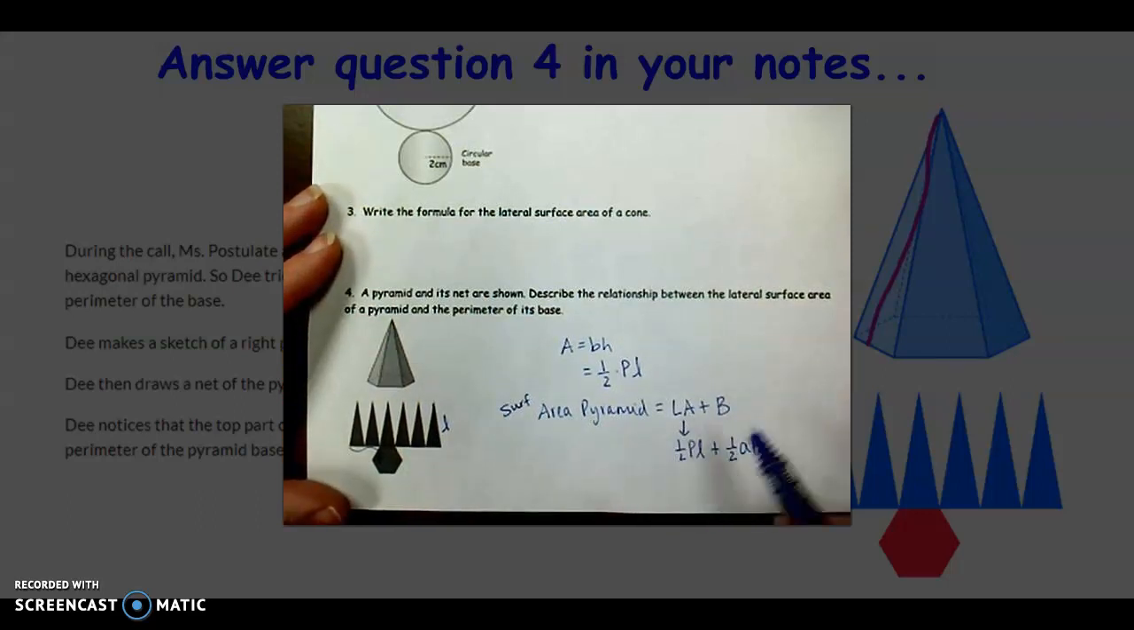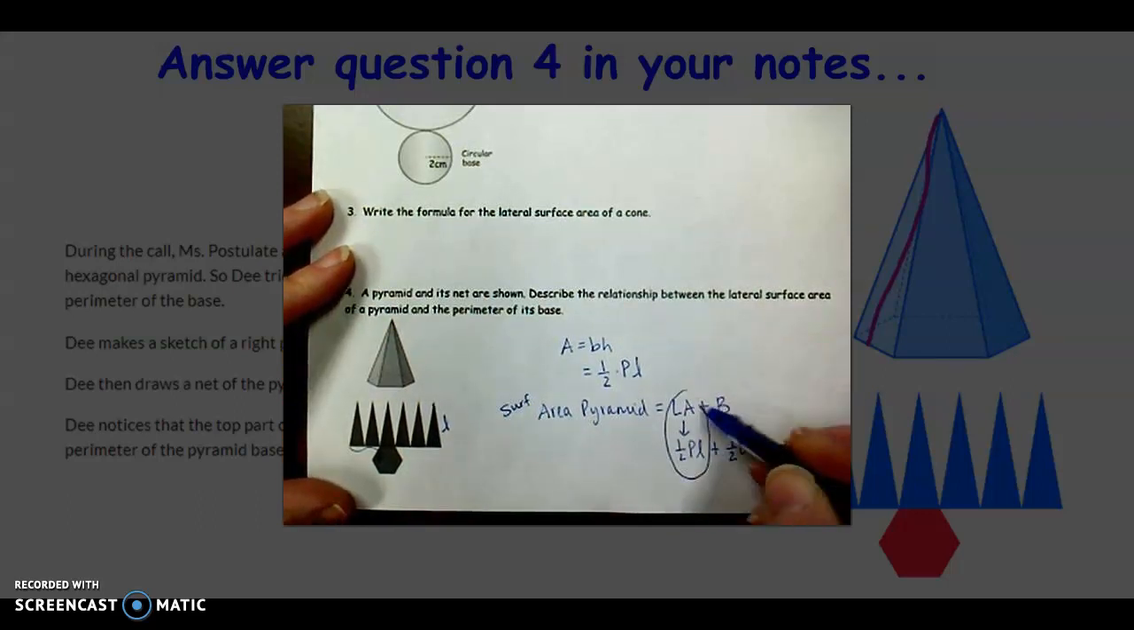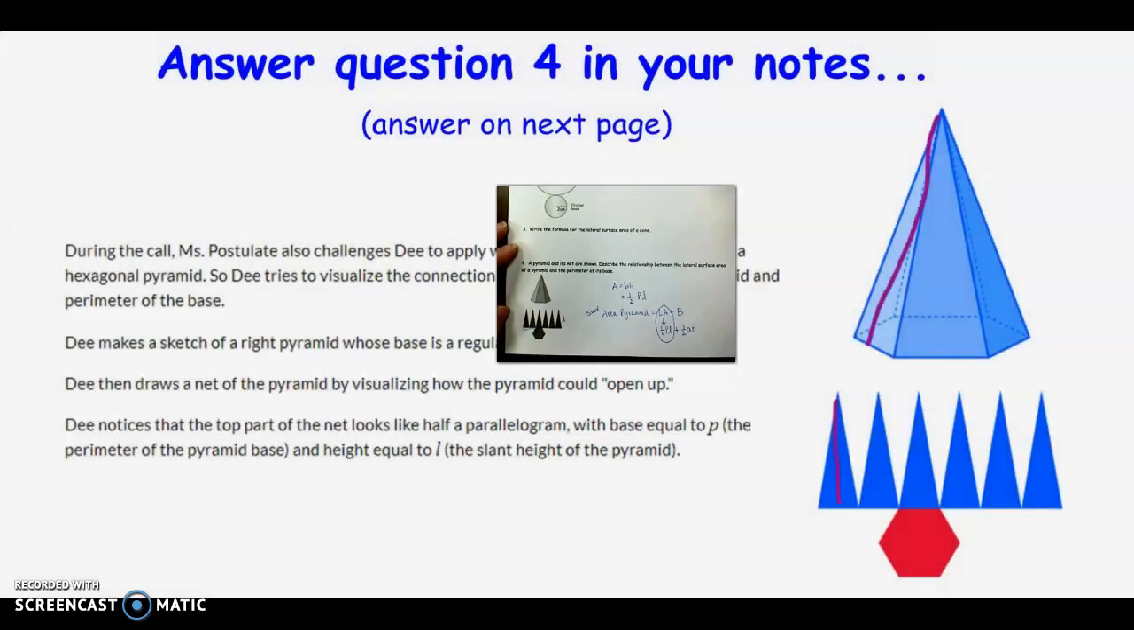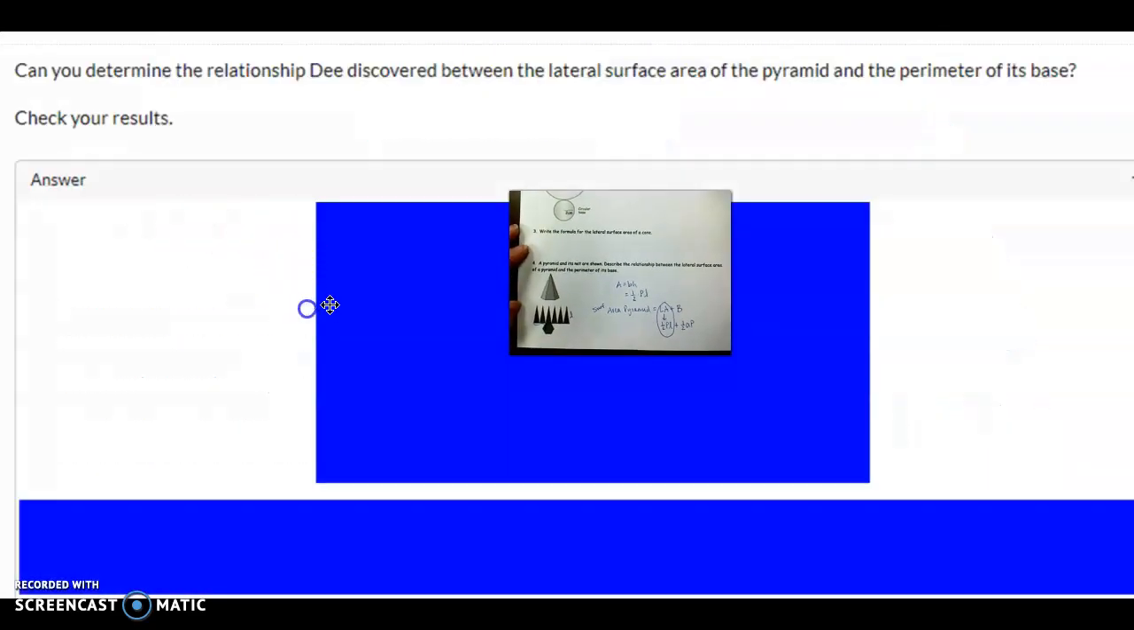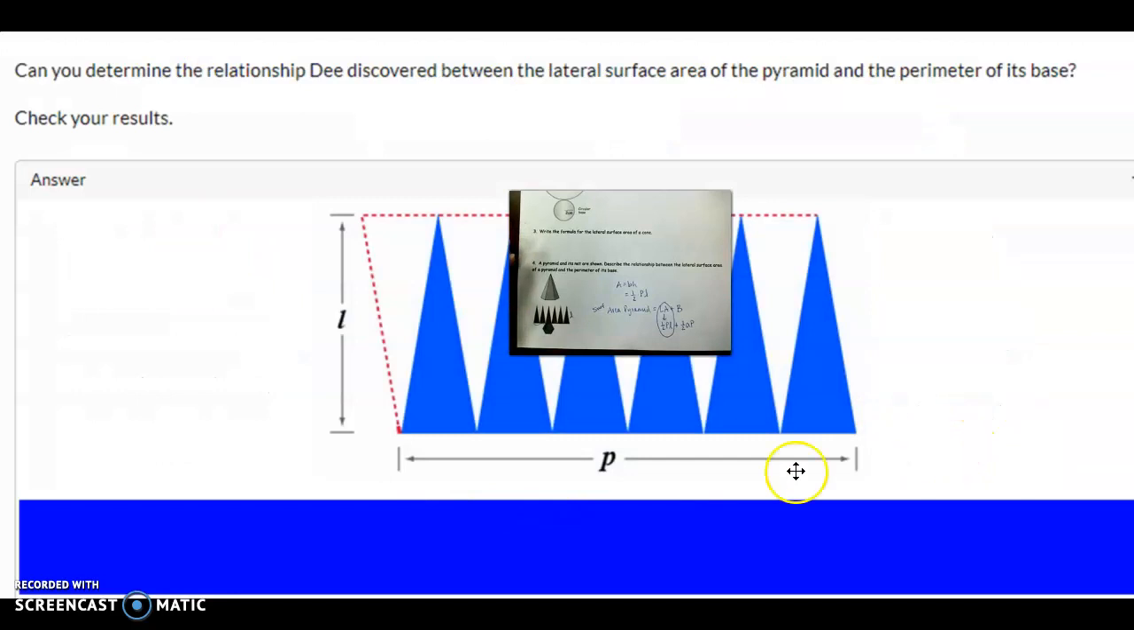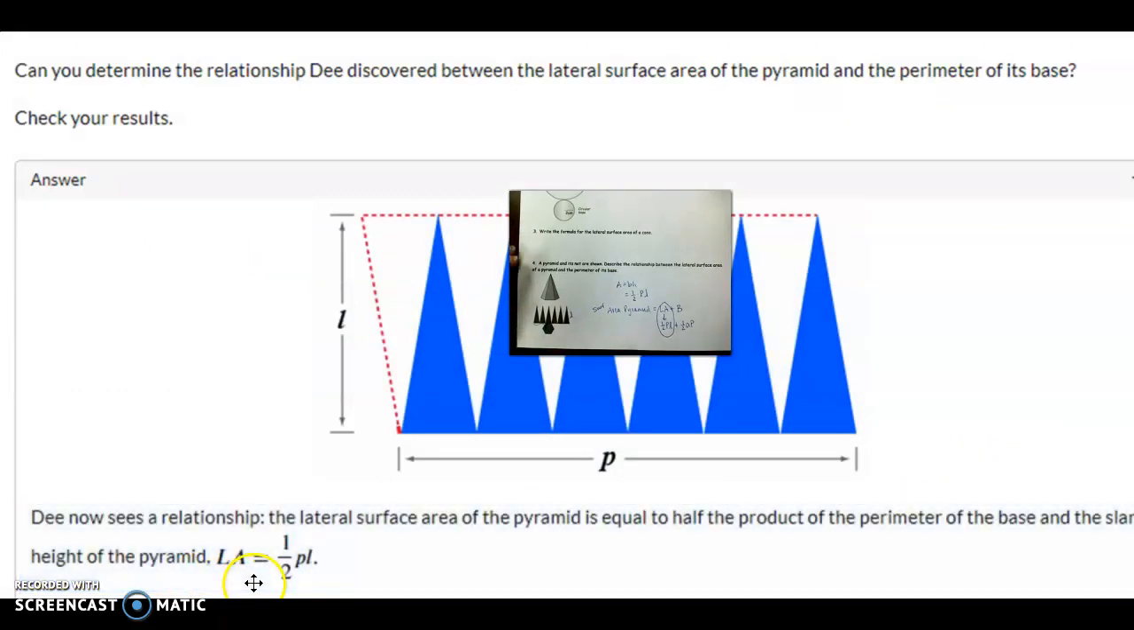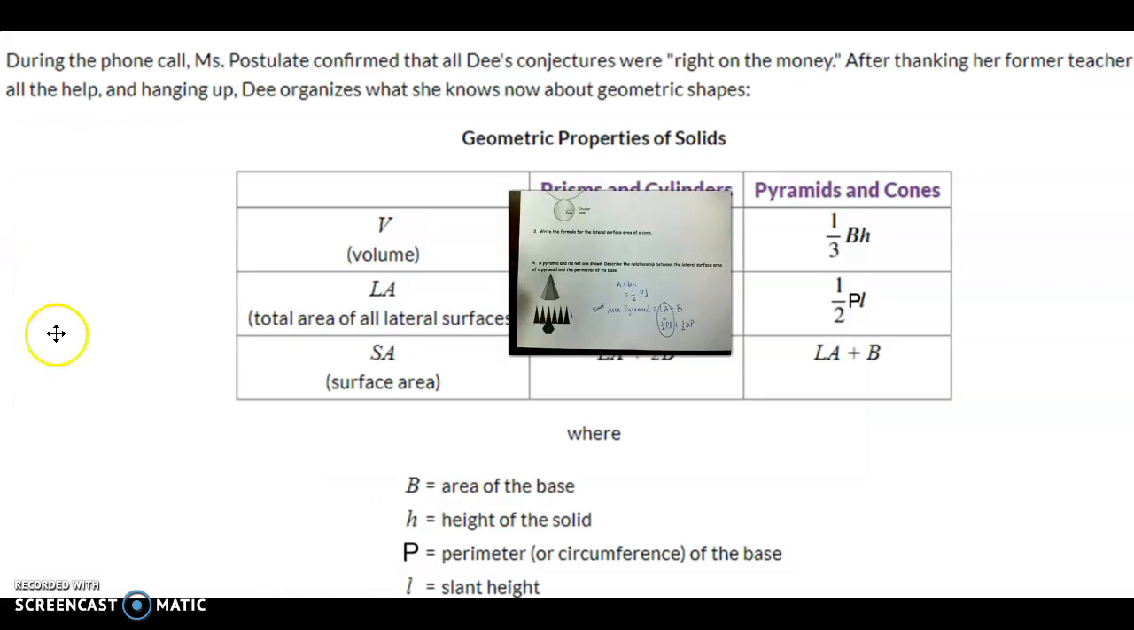So the lateral area is 1/2 the perimeter times the slant height. And we can see that this is the same as we labeled our drawing, and that's exactly what she got. The lateral area is 1/2 the perimeter. Remember, that really should be a capital P there for perimeter times the slant height. All right, so the next video we'll finish this.